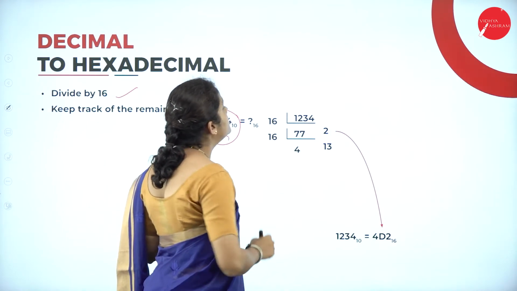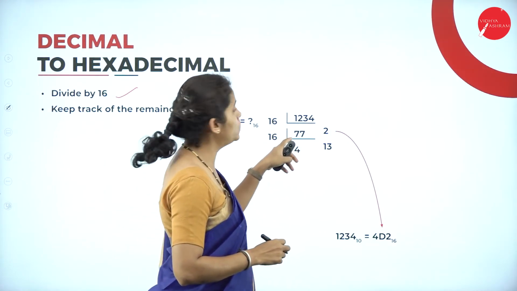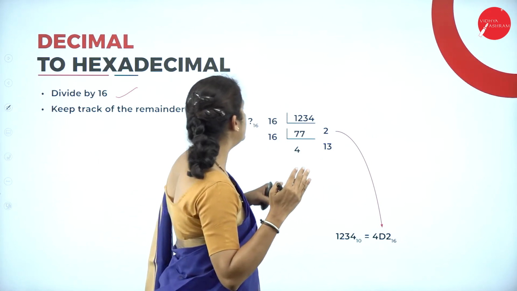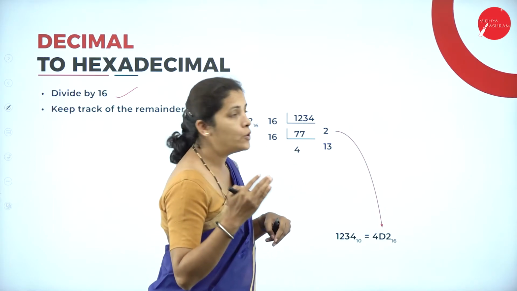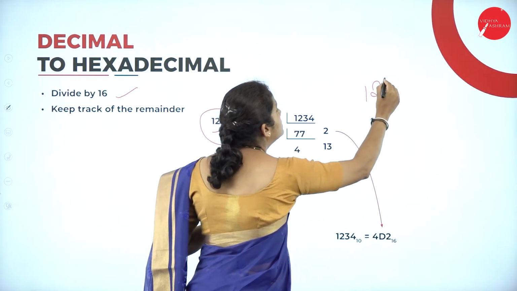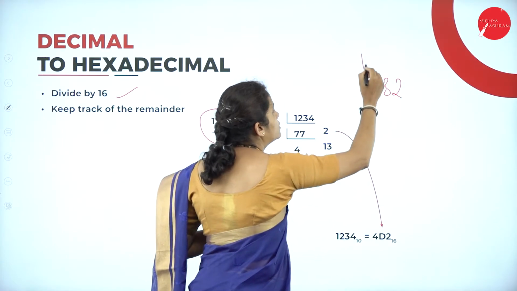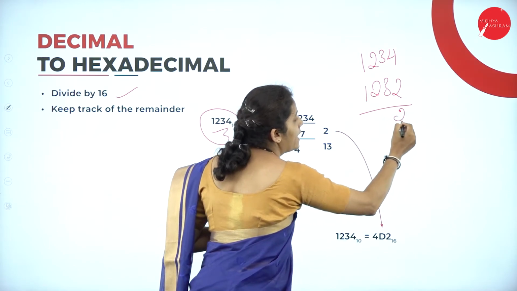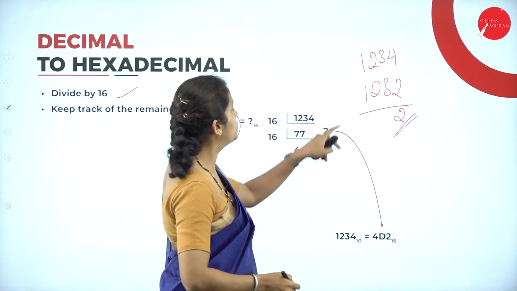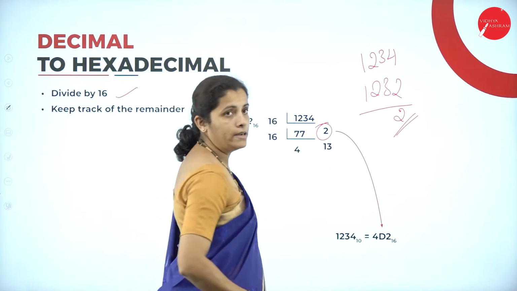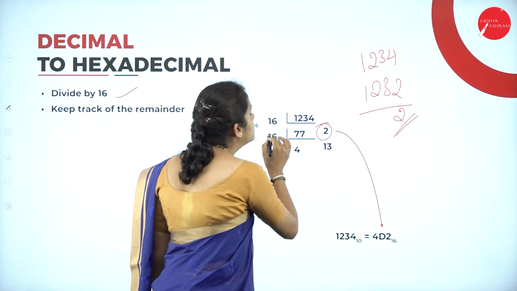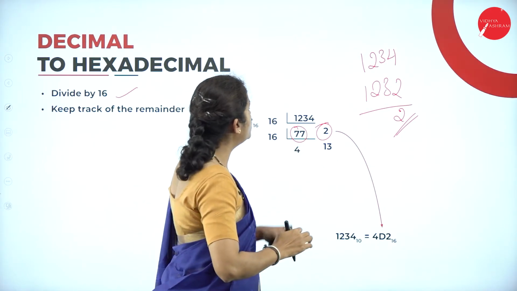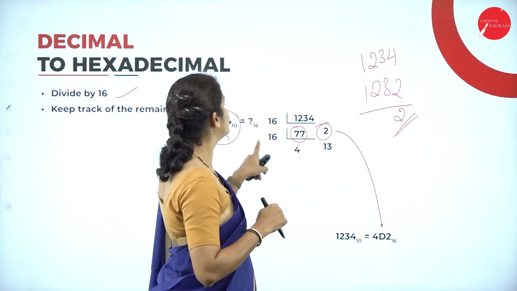So 16, this is the value. So 16 sevens are, that means 1677. I'm going to get 12, 3, 2. So actually I have 12, 3, 4 value. So if I subtract, what is the remaining value? 2. So this is my remainder. So I am having 77 and 16. I want to divide 77 by 16.